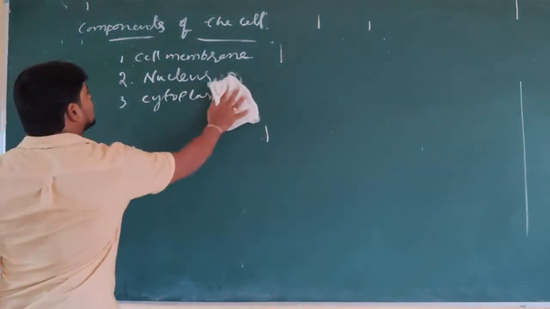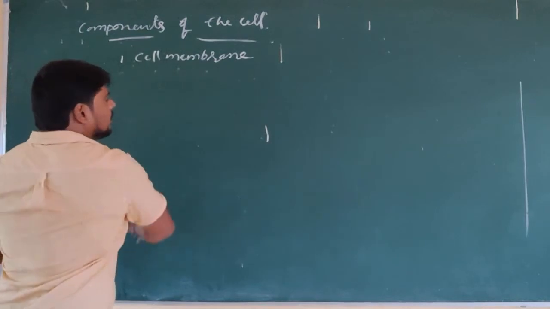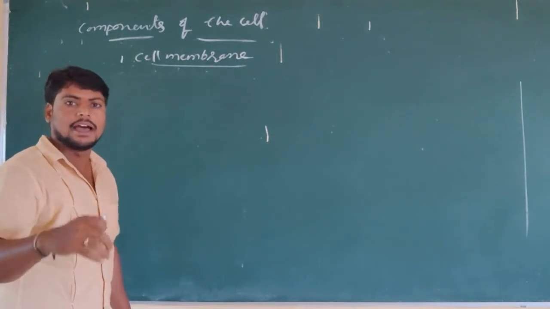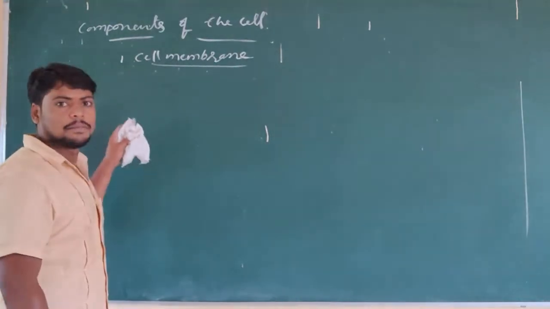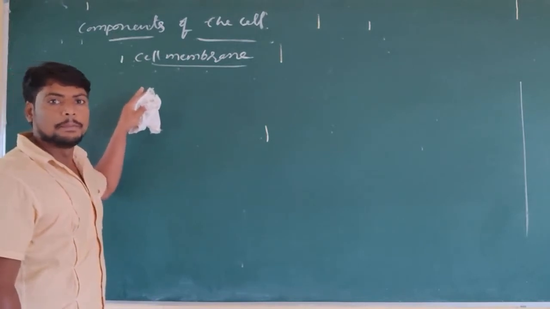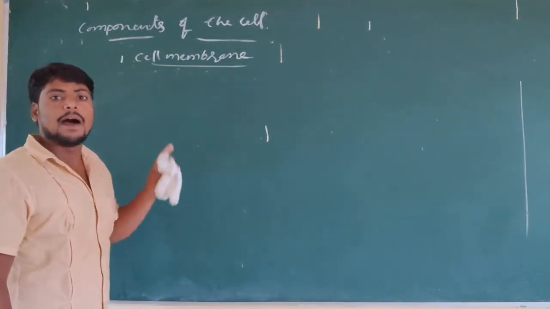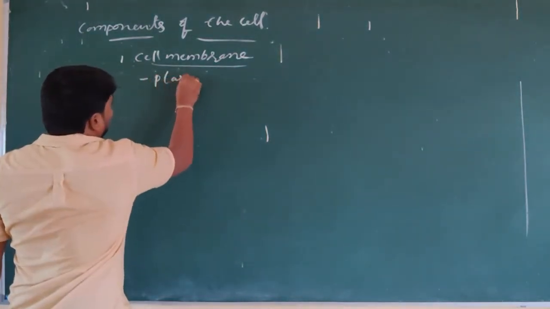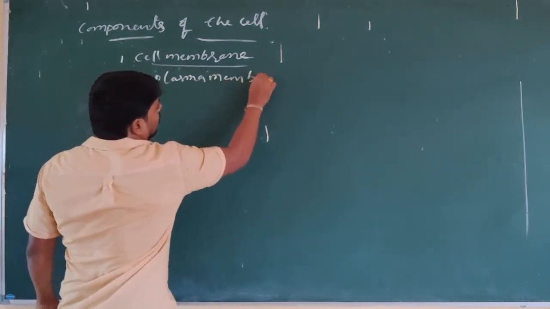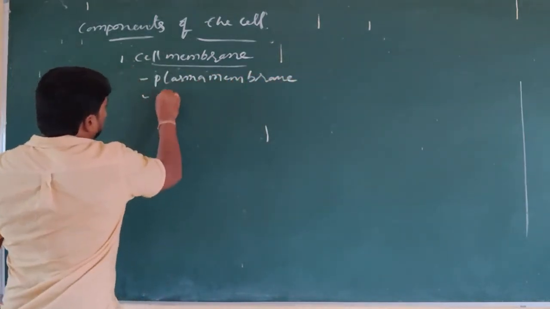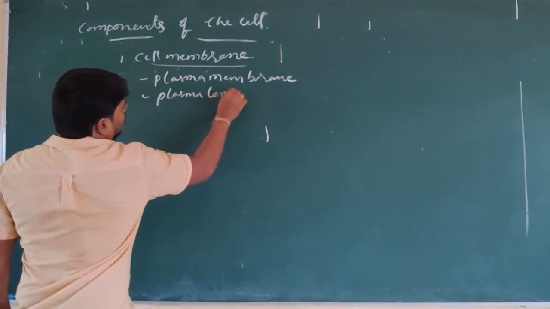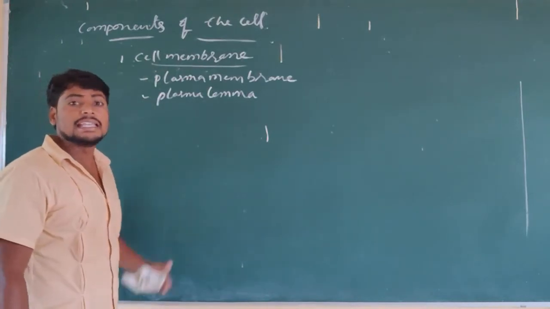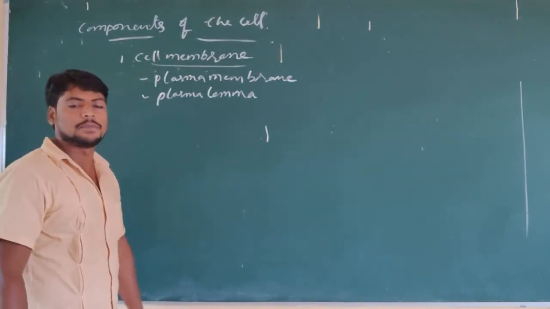Now, first, what is the cell membrane? As you have seen, the cell membrane is common in all cells, either plant cell or animal cell. It is also called the plasma membrane or plasma lemma. So, what is the importance of the plasma membrane and what is it made up of? That is, what are its components?